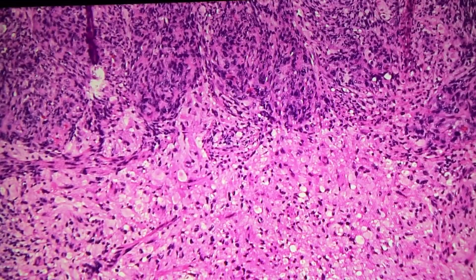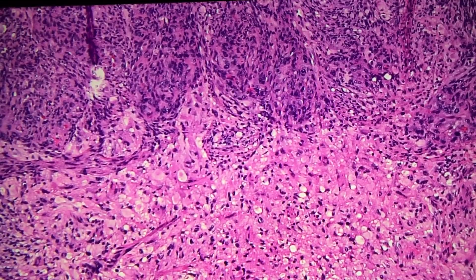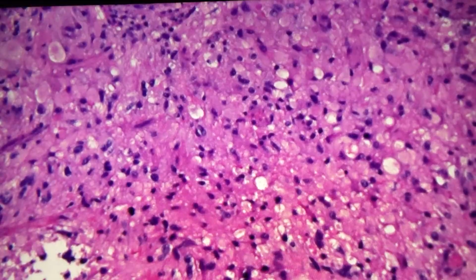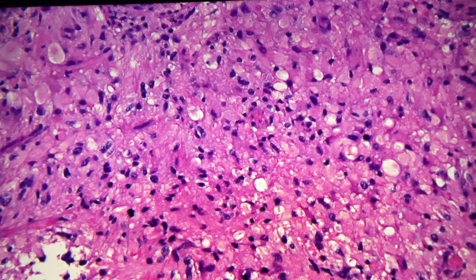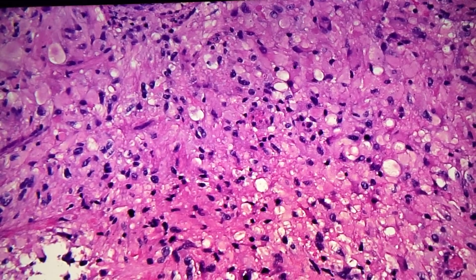See that bottom area? Doesn't that look different than the spindly, malignant looking area? So if you just saw that bottom pink area, what would you be thinking? Does it look glial? Yeah. It kind of has a glial background, right? Those atypical cells. So this looks like a glioblastoma.